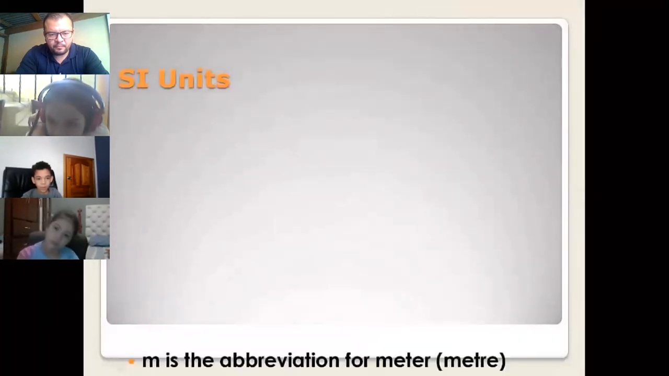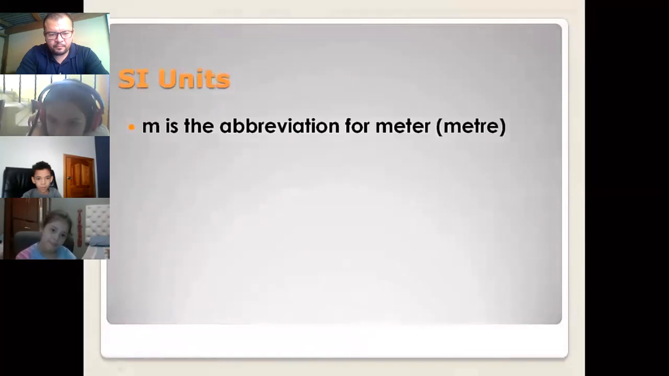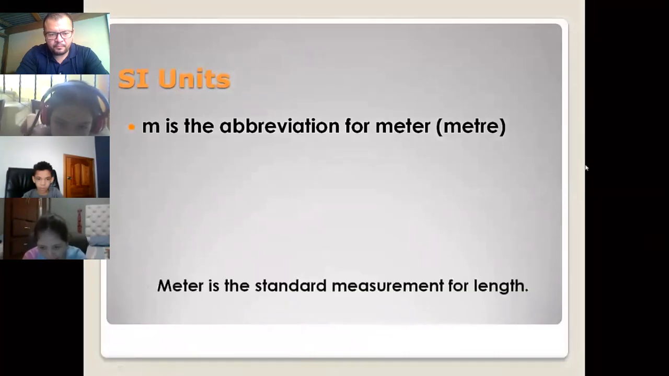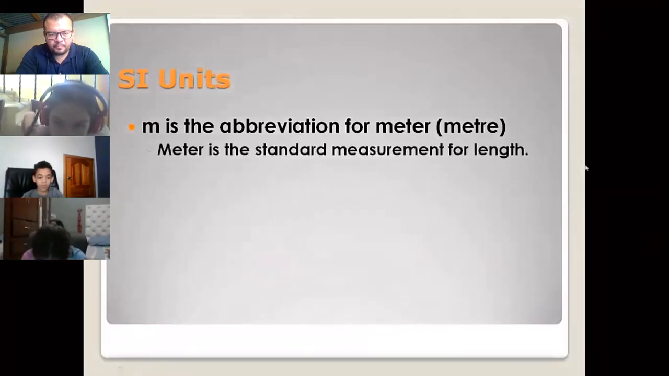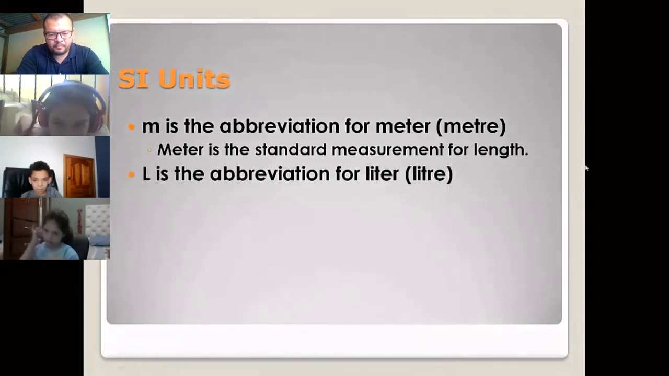So what do those letters stand for? Well, M is the abbreviation for meter, and sometimes it's spelled with an ER at the end, and sometimes it's spelled with an RE. In the United States, we use the ER spelling. And a meter is the standard measure for length. It's a little bigger than a yard, but it's the measurement of length, M.